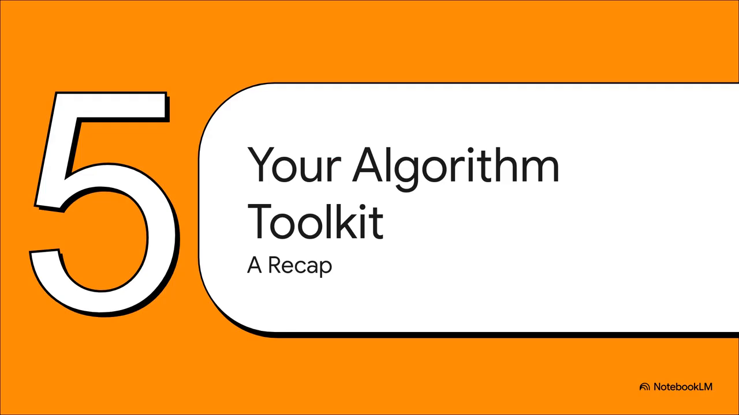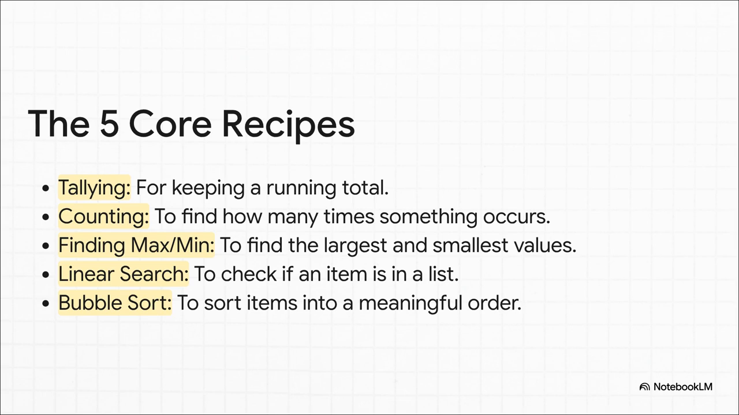All right, so let's do a quick recap. Let's take a look at all the awesome, powerful recipes we've just added to our digital cookbook today. These are the tools that build our digital world. We've got tallying for getting that running total. We've got counting just to see how many of something there are. We learned how to find the maximum and minimum values in a messy list, how to use a linear search to hunt down one specific item, and finally, how to use bubble sort to create perfect order out of chaos. These 5 logical patterns, they're the building blocks for so much of the software we use every day.